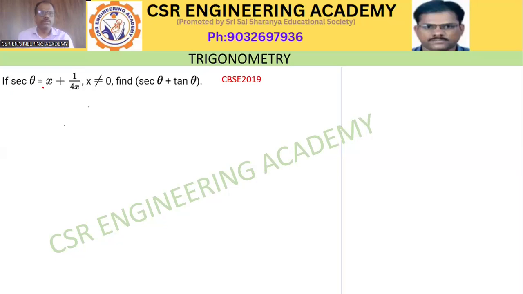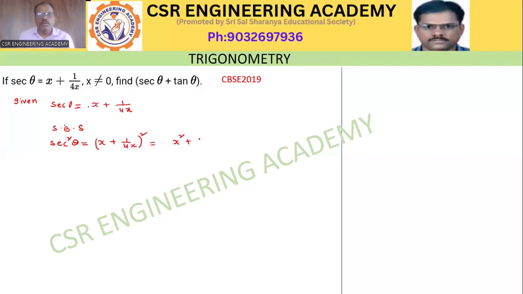If secant theta is equal to x plus 1 by 4x, x not equal to 0, find secant theta plus tan theta. Given secant theta is equal to x plus 1 by 4x, squaring on both sides, secant square theta is equal to (x plus 1 by 4x) whole square, which is of the form a plus b whole square, where a is x and b is 1 by 4x.